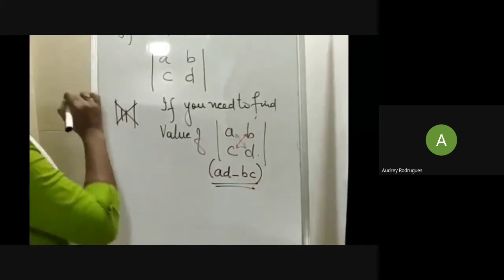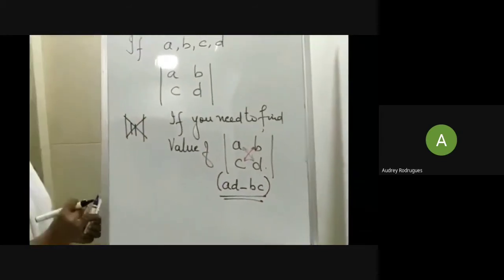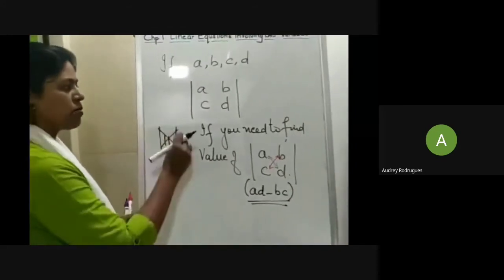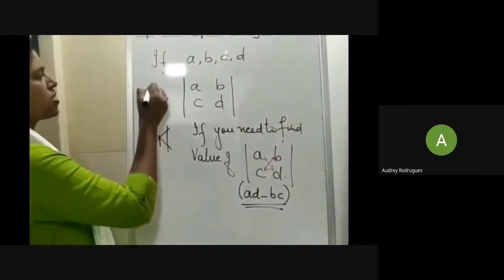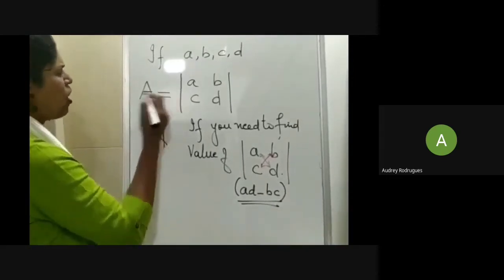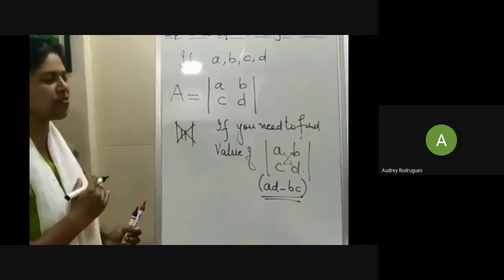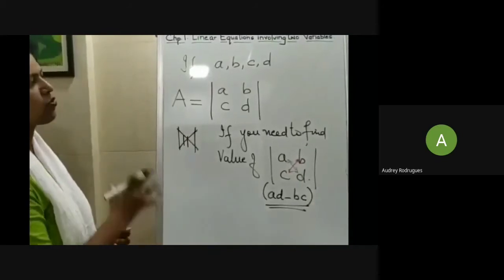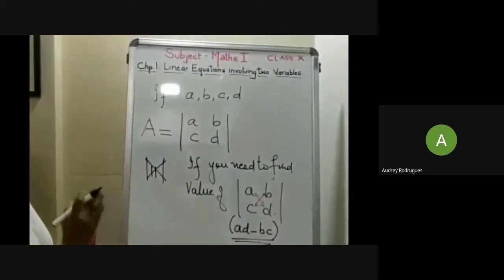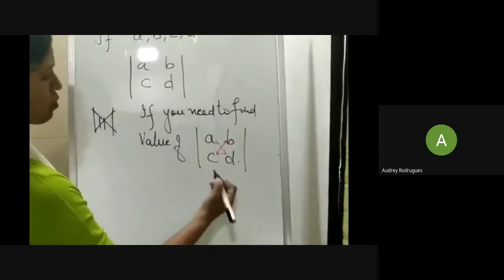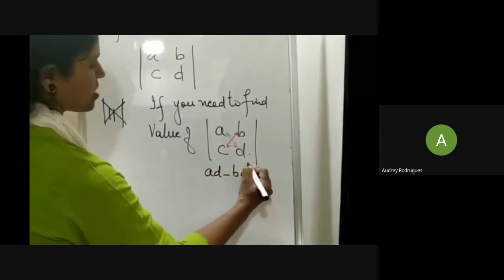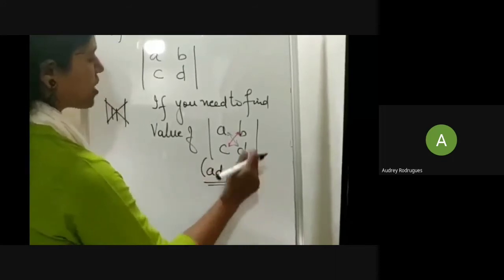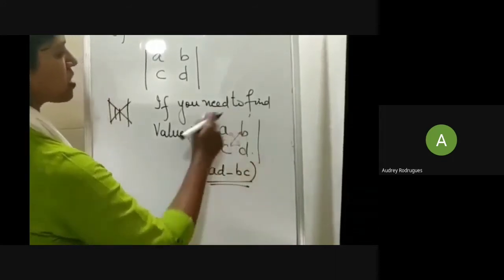Now, for everything we need to give a name. So for a determinant also we need to give it a name. You can give it any capital letter, capital A or capital D, any letter. The way to solve it is AD minus BC.